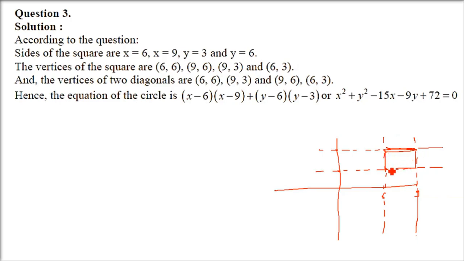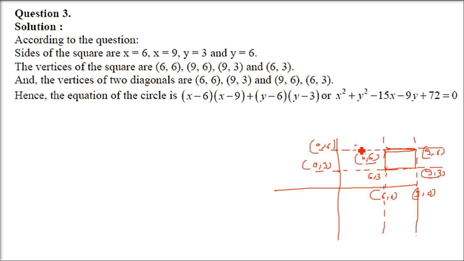So the circle is on the diagonal. So this is 6. So 6, 0 is the point, 9, 0 is the coordinate. This will be 0, 3 and 0, 6. So this is 6, 3. You have to take x first, then y. 6, 6. This will be 9, 3 and this will be 9, 6. So now these are the endpoints.